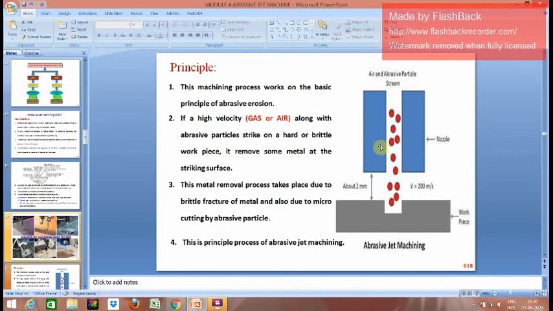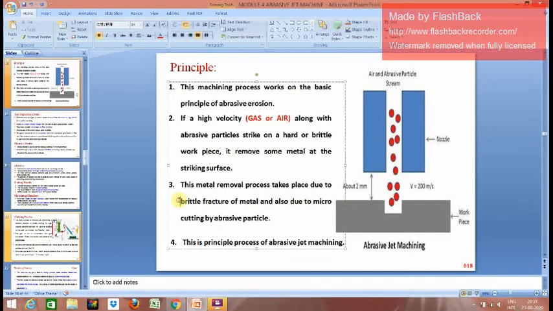If a high velocity stream along with the abrasive particles strikes the hard or brittle workpiece, it removes some metal at the striking surface. The metal removal takes place due to the brittle fracture of the metal and also due to the micro cutting by the abrasive particles. So the main mechanism of how metal removal takes place is this brittle fracture of the metal and also the micro cutting by the abrasive particles. This is the principle behind the abrasive jet machining process.